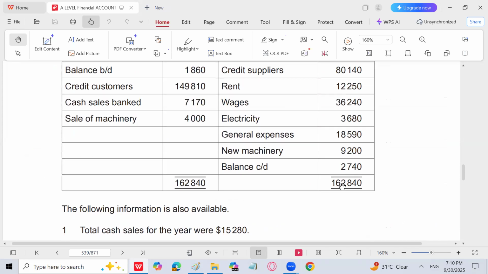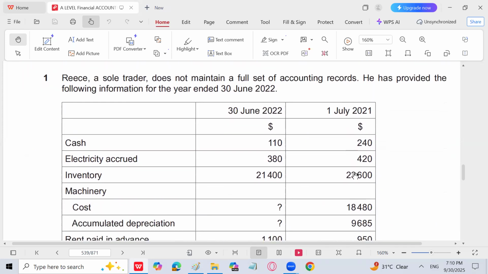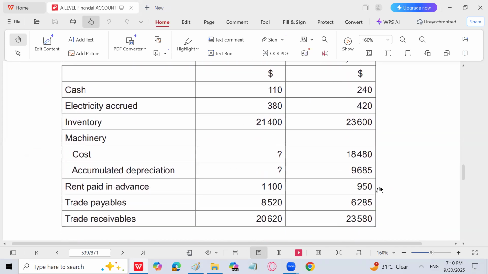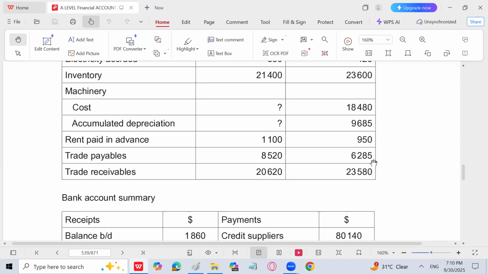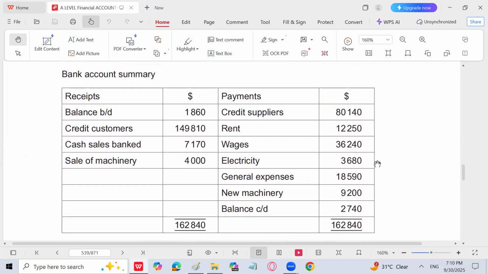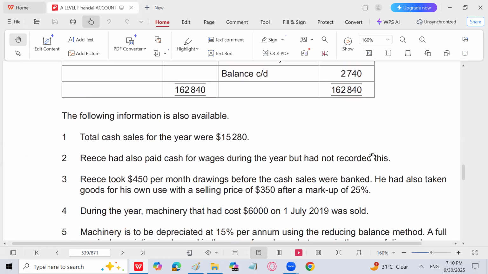If you just see the question, the opening and closing data is given. Grace, a sole trader, does not maintain a full set of accounting records. So cash opening and closing is given. Electricity accrued, inventory, machinery, rent paid in advance, prepaid rent, trade payable, trade receivable, and bank account are given in the question. And total cash sales of 15280 is given. It means that if cash sales is given in the question, we have to prepare a cash account to find any missing figure on the credit side. There is a missing figure.